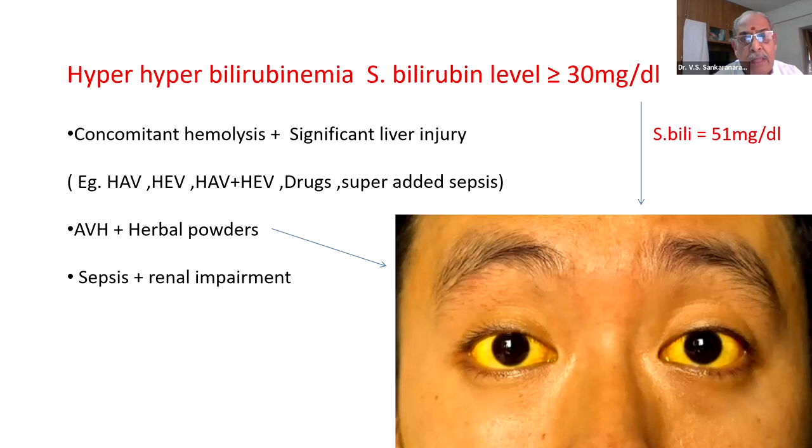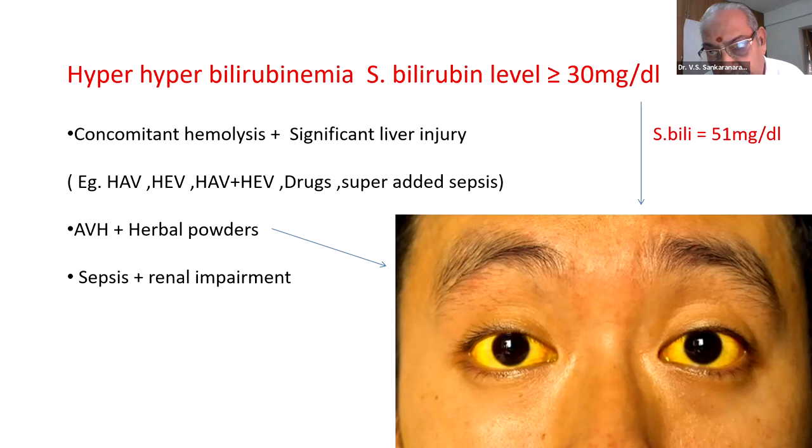There is one condition which we gastroenterologists in our department see occasionally. If there is acute or chronic liver injury, with a toxic element like herbal powders, or sepsis with renal involvement, the serum bilirubin will go up beyond 30. We have seen up to 67 milligrams, 70 also. So if it is more than 30, you call it hyperbilirubinemia.